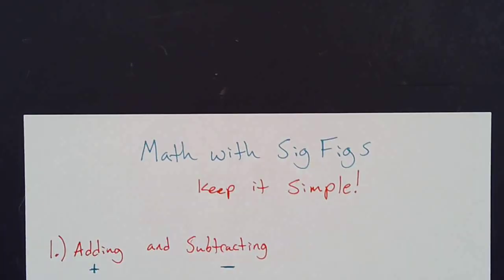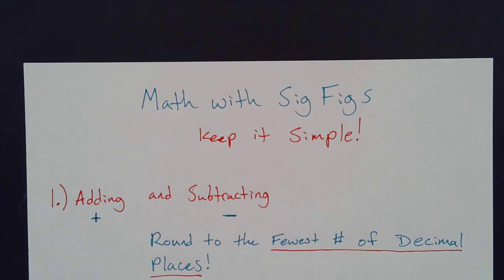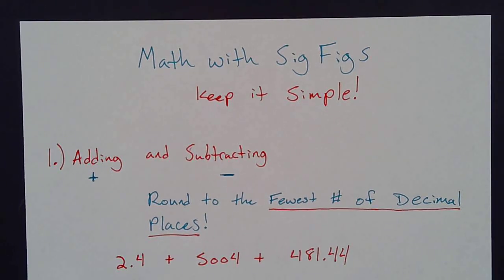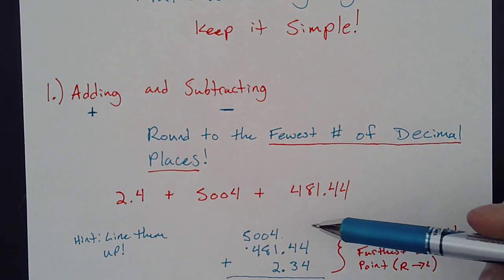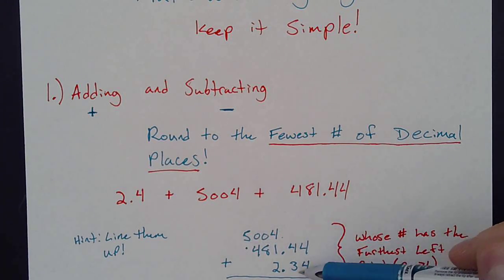With adding and subtracting, we want to round to the fewest number of decimal places. So let's take a look at this so that we can turn this into some meaning, right? So we've got 2.4 plus 5004 plus 481.44. The very first thing I'm going to do, because I want to know where the decimal points are in relation to each other, is line them up. With that 5004, I can imagine there's a little decimal point right there. And we have all of these other ones lined up.